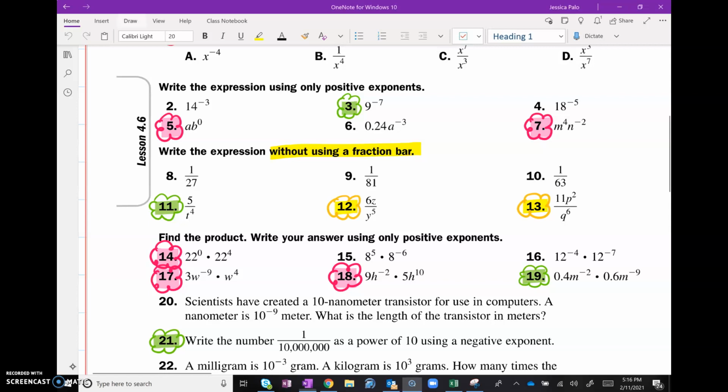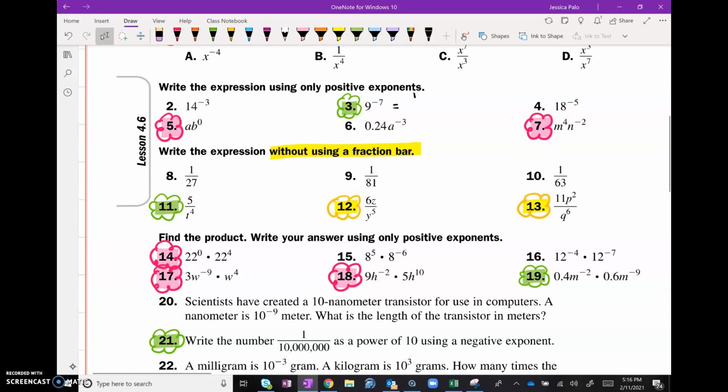Okay, the answer to number 3 is 1 over 9 to the 7th power. In order to make 9 to the negative 7th become positive 7th, you have to put it in the denominator of the fraction.